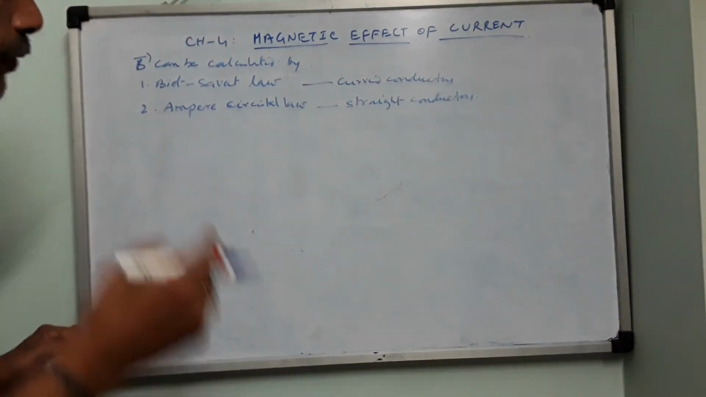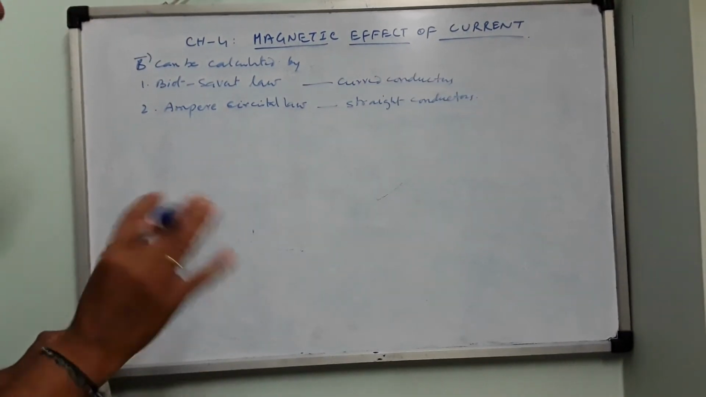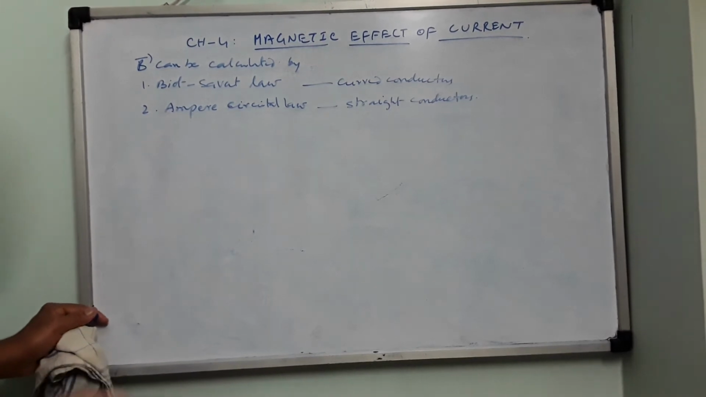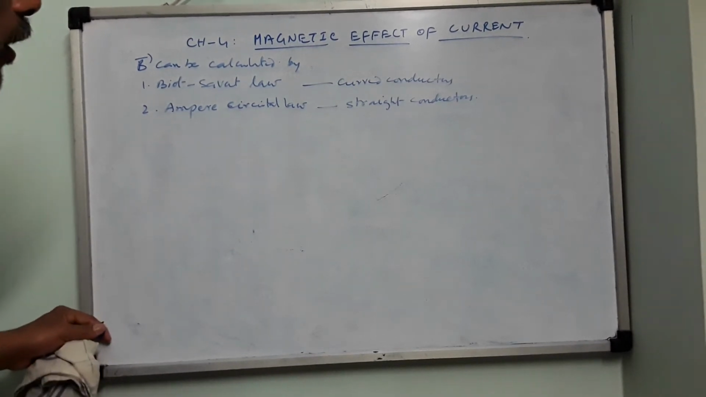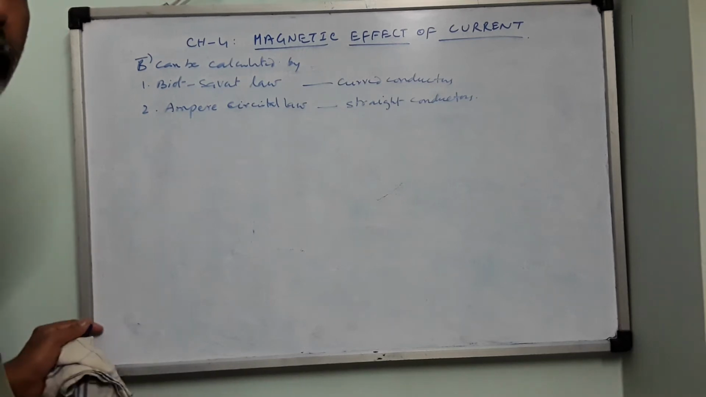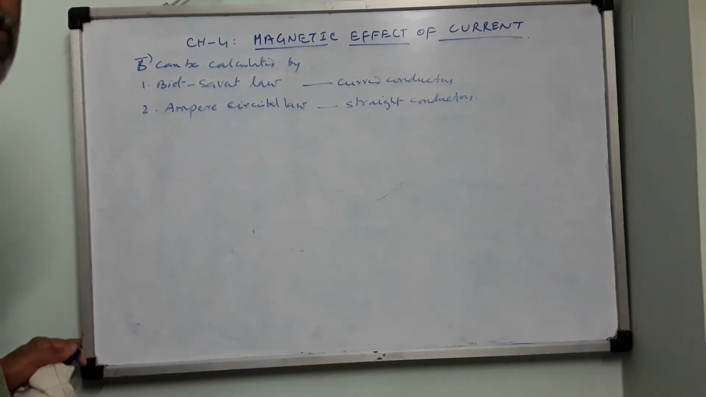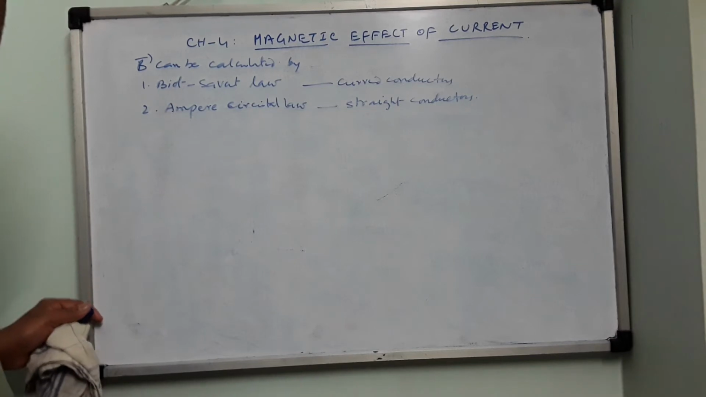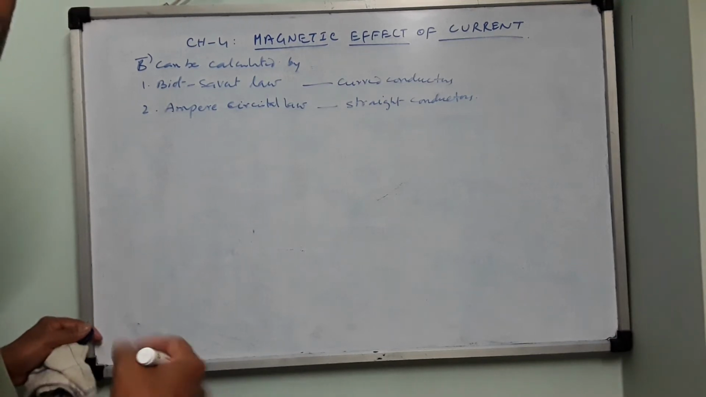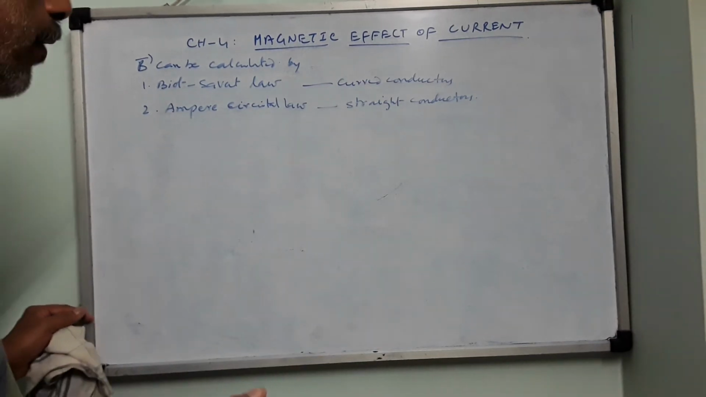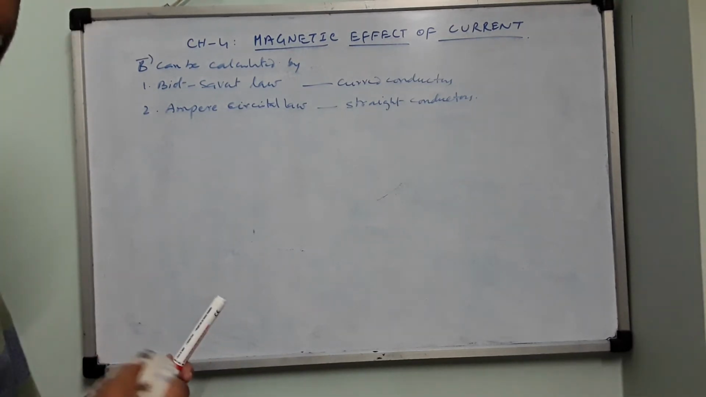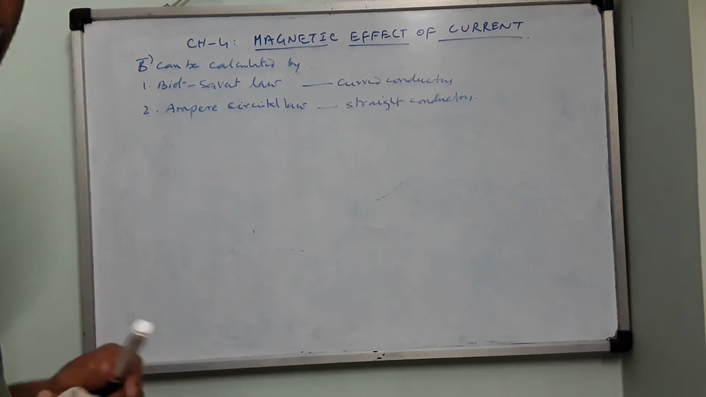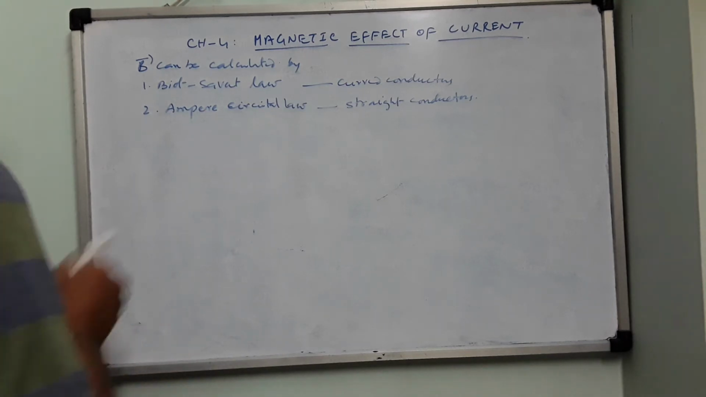Now as we advance into the chapter, we will discuss what are the similarities and what are the differences between electric field and magnetic field. Okay, and the sources also will be totally different. A charge can produce electric field. But when this charge moves, then only it can produce a magnetic field. A charge at rest cannot produce a magnetic field, but a charge at rest can produce an electric field. So first we take Biot-Savart's law.